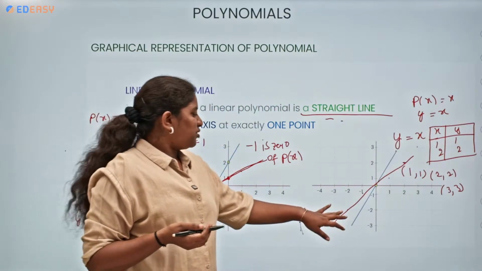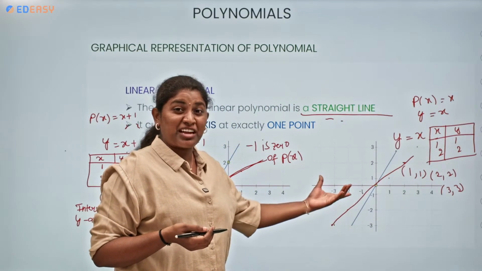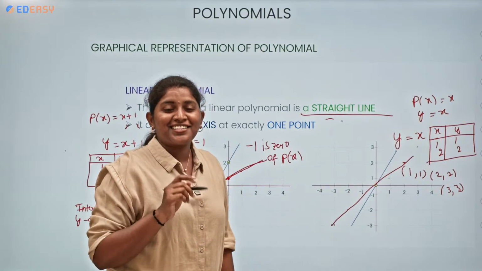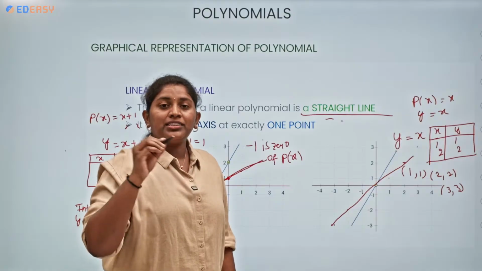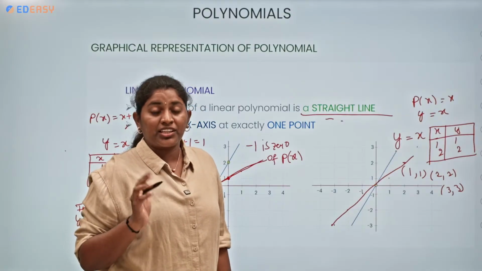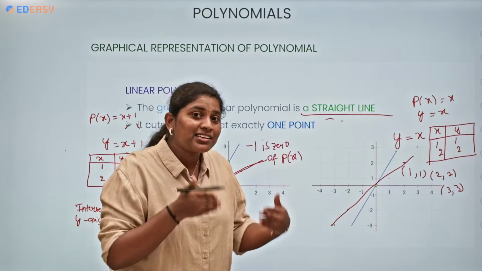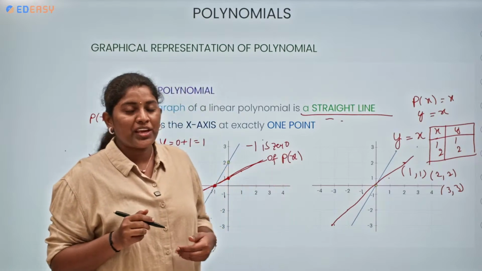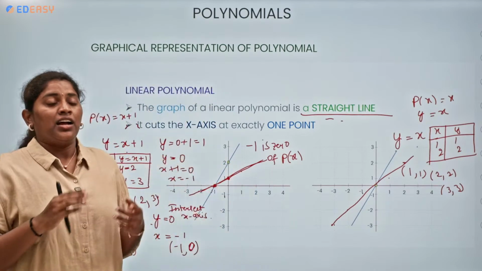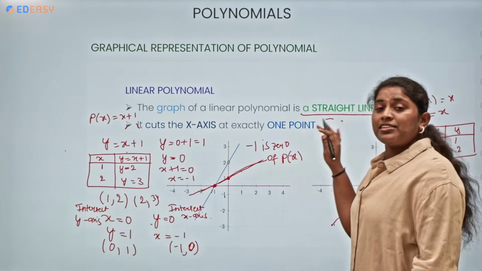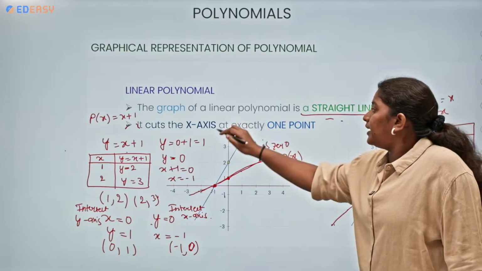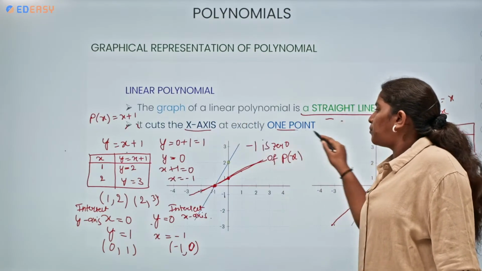Fine. Ma'am, you are not getting a straight line. Yes, because I am not using the scale. But I suggest you please use the scale if you are plotting the graph for the linear graph. Then only you will be getting the exact zero of the polynomial. Okay. So finally we can say that for a linear graph, we are having the graph as the straight line, and next it cuts the x-axis at 1 point.